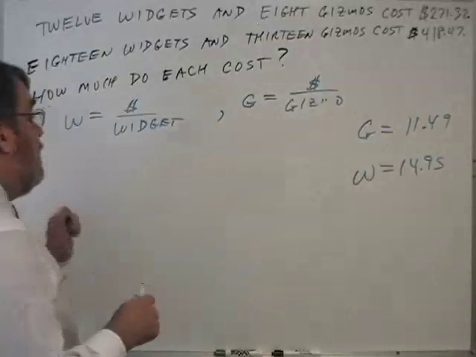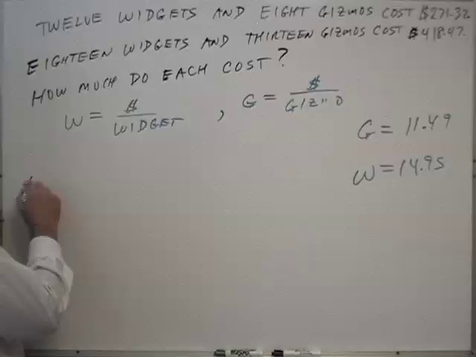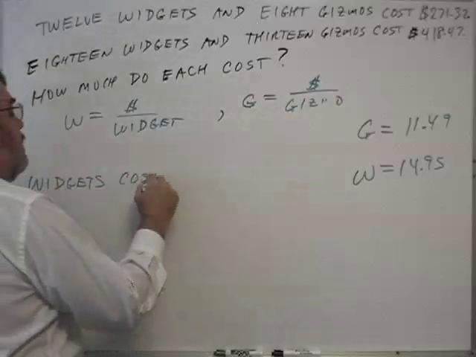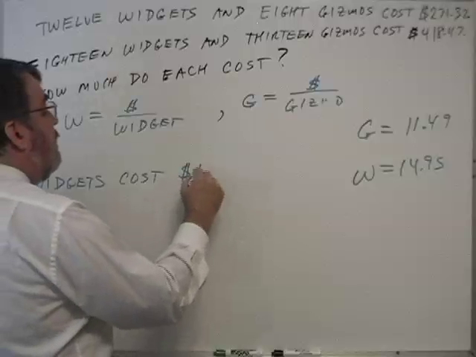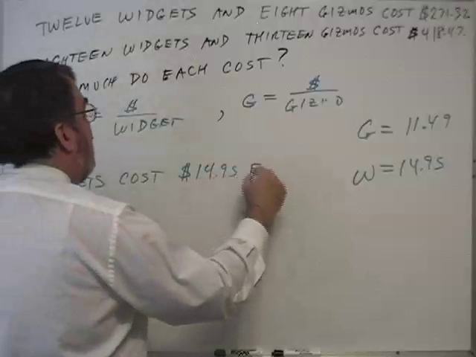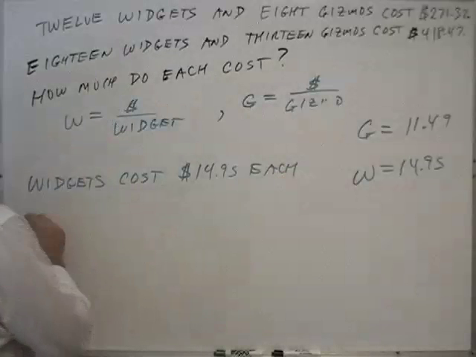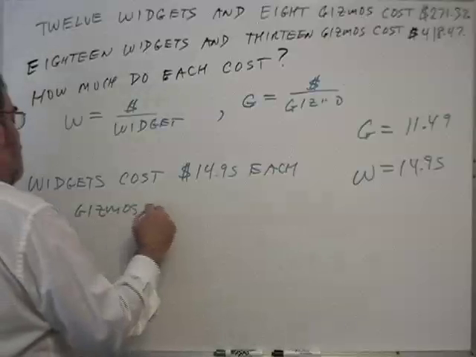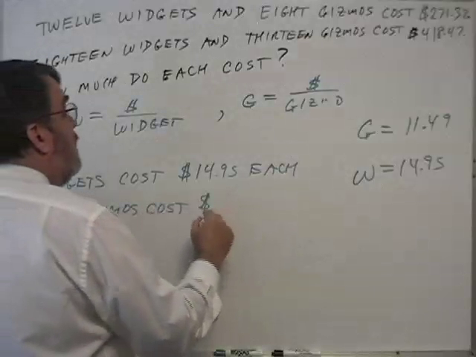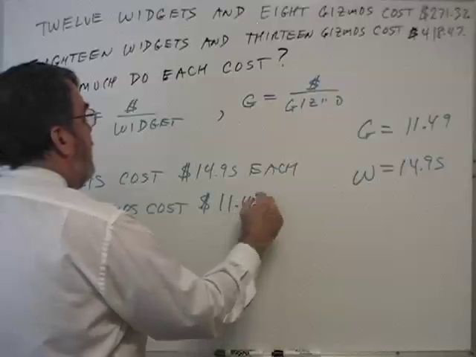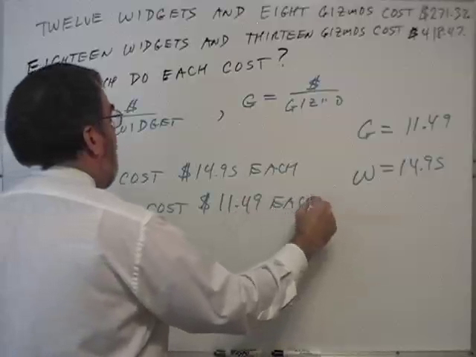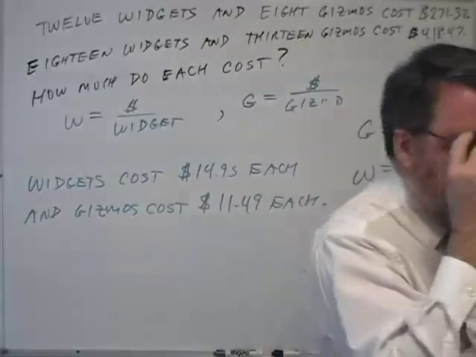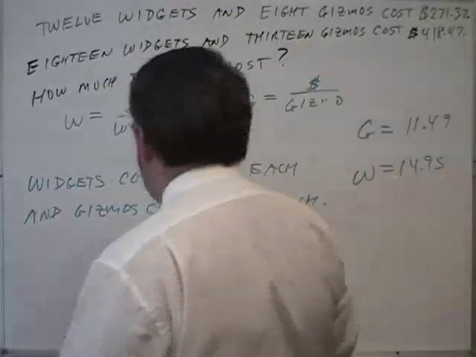All right, so let's see. Widgets cost $14.95 each, and gizmos cost $11.49 each. There we go. So there's our answer written in sentence form.